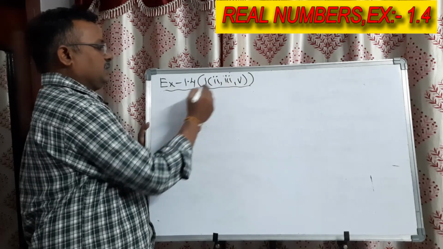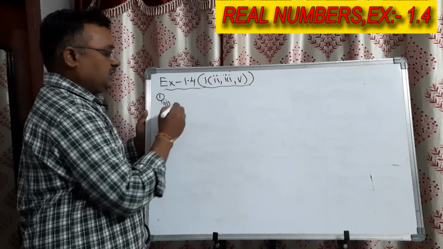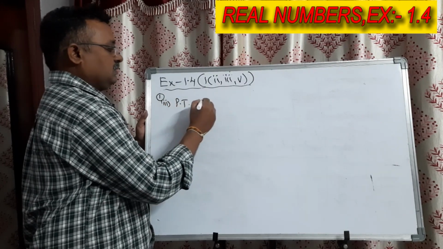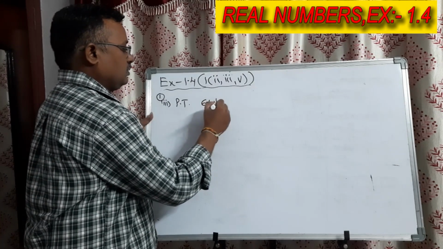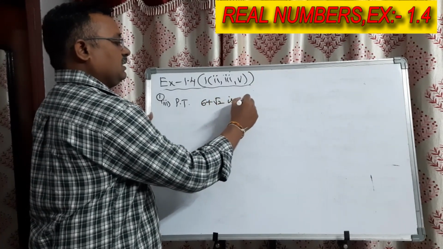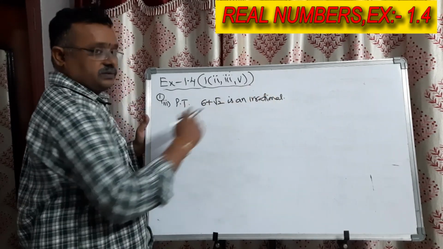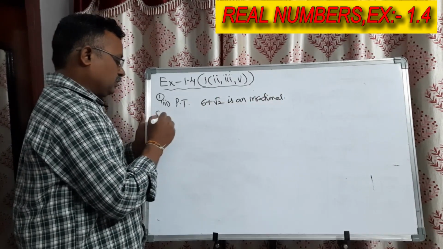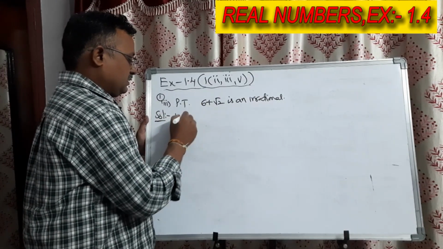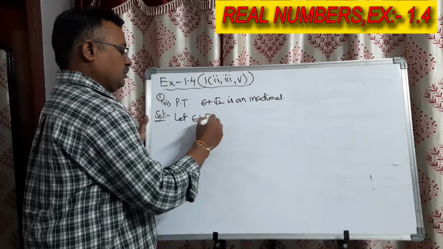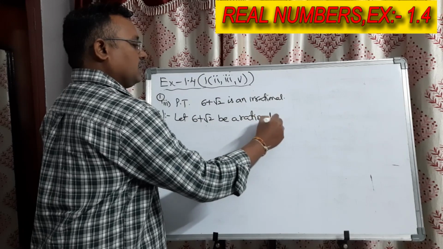Now observe this third problem. What are they saying? Prove that 6 plus root 2 is an irrational number. What do we have to do? Solution. I told you, the contradiction method. Let 6 plus root 2 be a rational number.